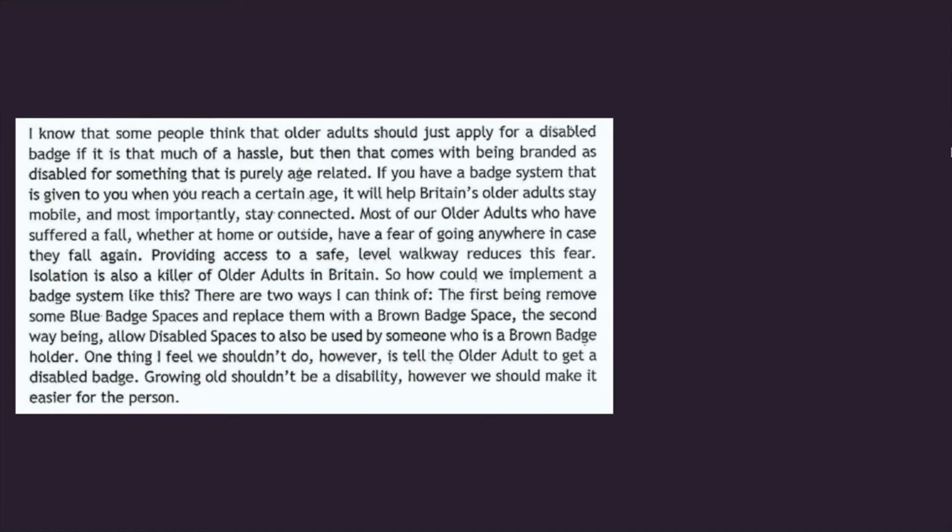So how could we implement a badge system like this? There are two ways I can think of. The first being remove some blue badge spaces and replace them with a brown badge space. The second way being, allow disabled spaces to also be used by someone who is a brown badge holder. One thing I feel we shouldn't do, however, is tell the older adult to get a disabled badge. Growing old shouldn't be a disability. However, we should make it easier for the person.